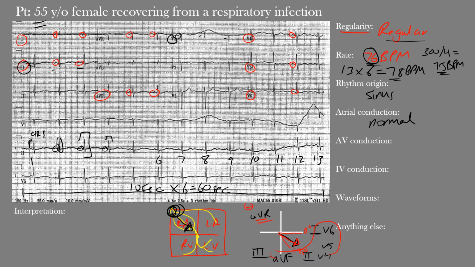Now here the PR interval is actually on the short end of normal. Okay, we said that it's 120 to 200. It's actually 112 milliseconds here. So as you can see, that's below that 120 range.